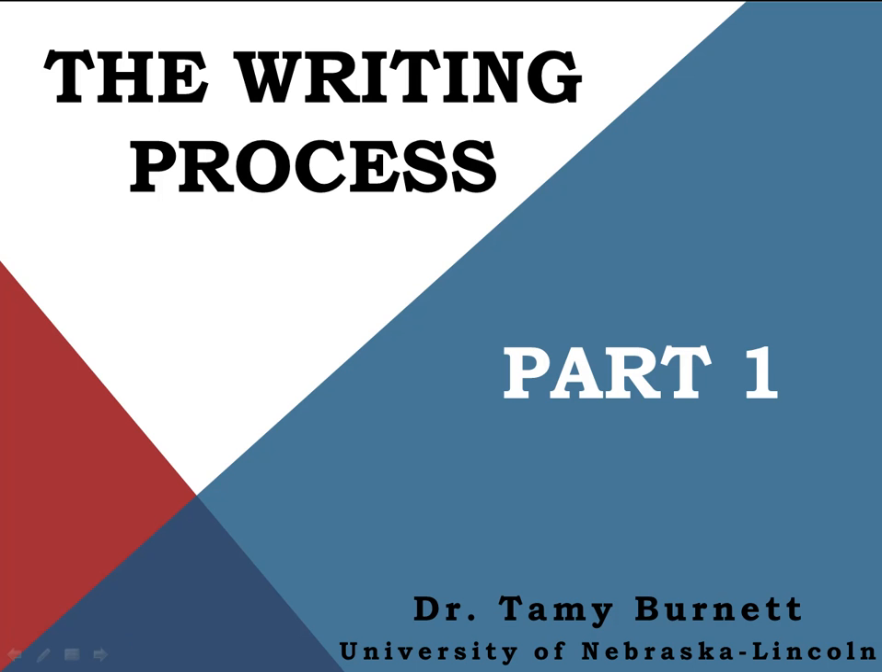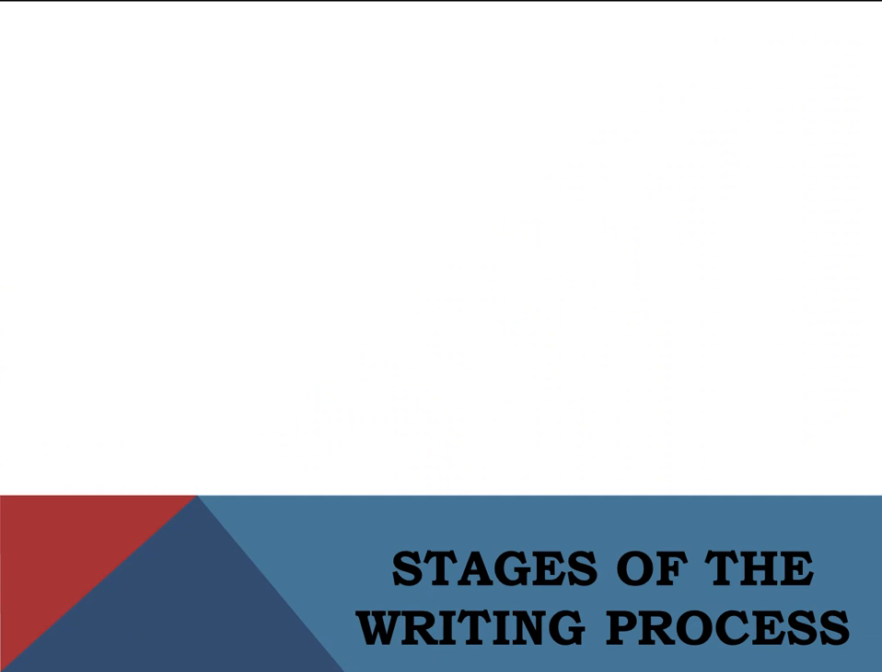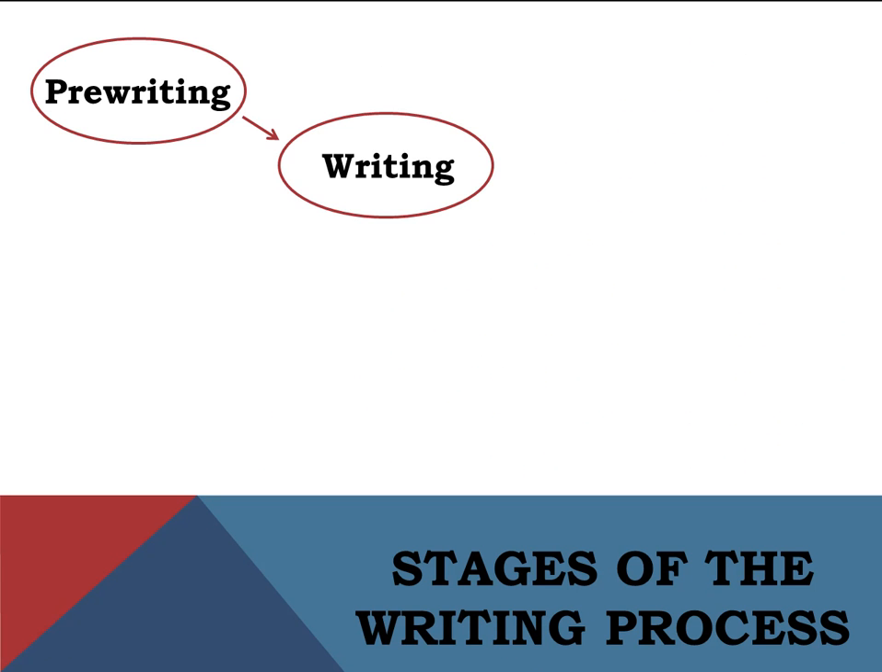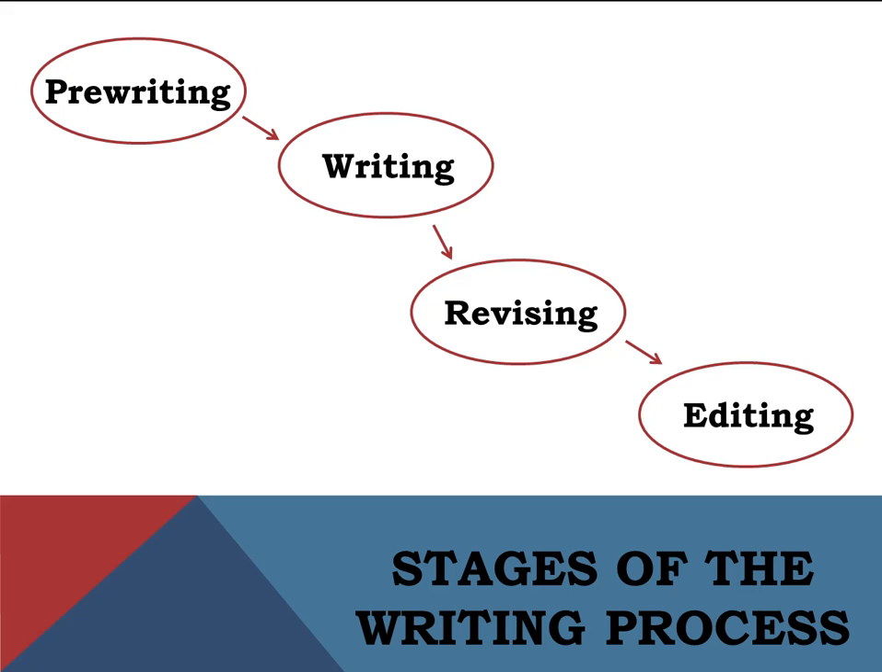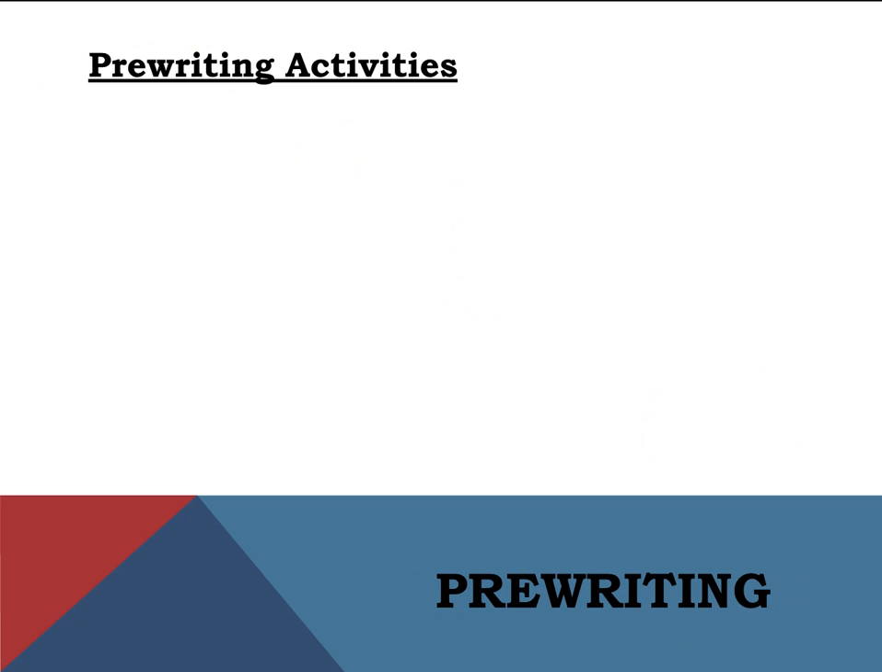The Writing Process, Part 1. There are 4 main parts to the writing process: pre-writing, writing, revising, and editing. Generally, you will move through these stages in this order, starting with pre-writing and ending with editing. The first stage in any writing project is always pre-writing.